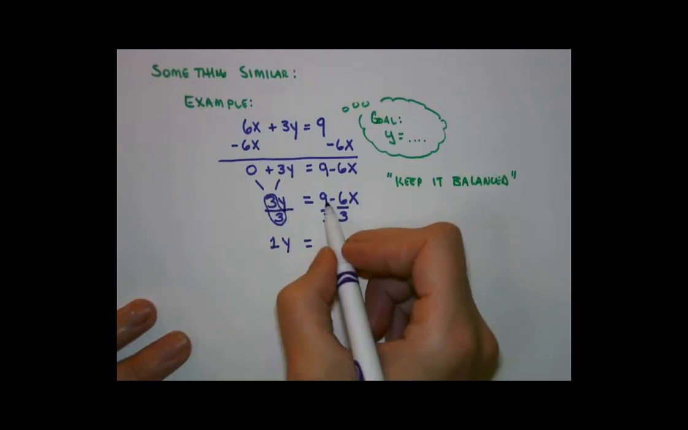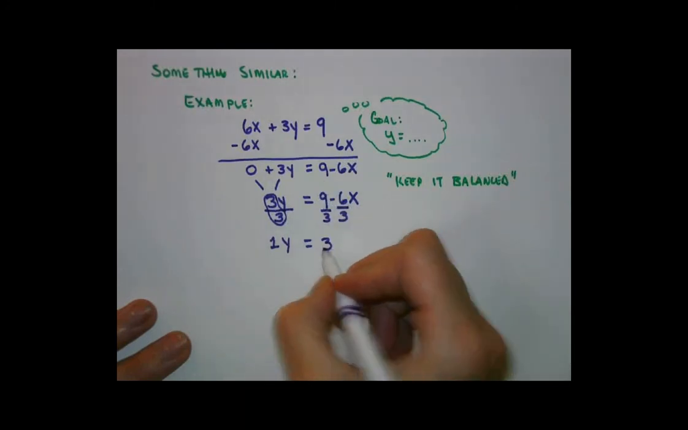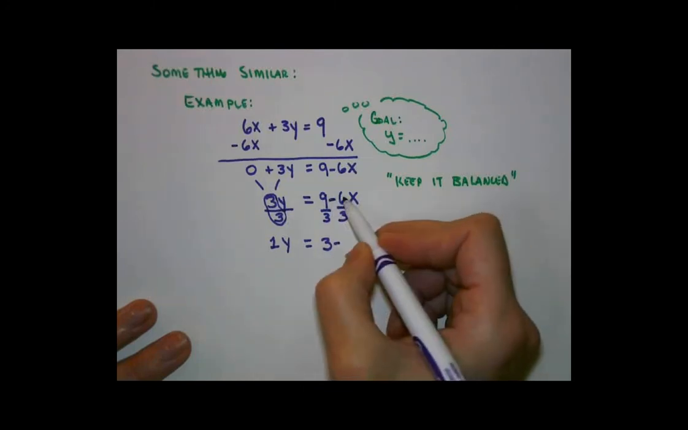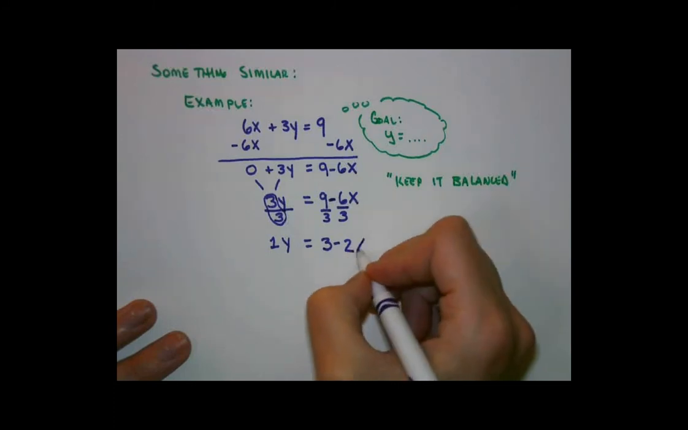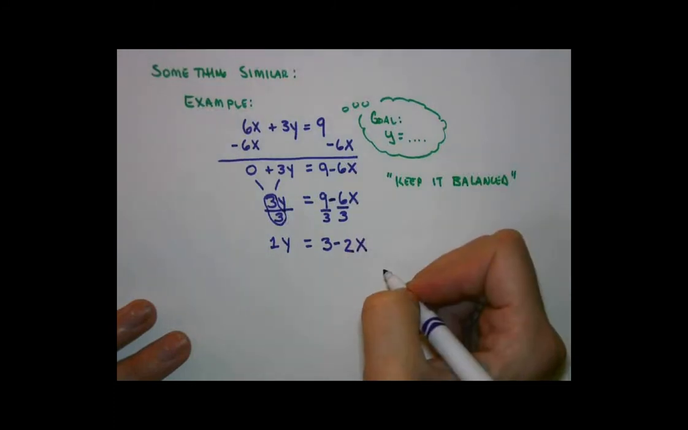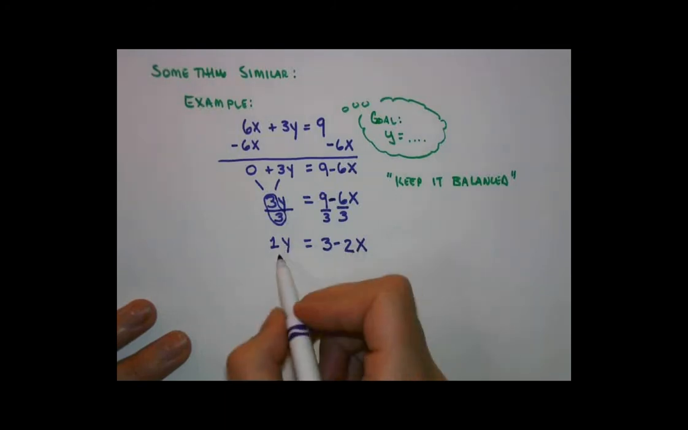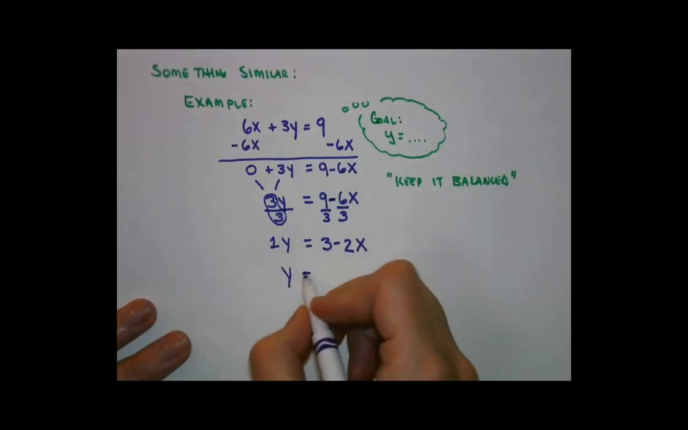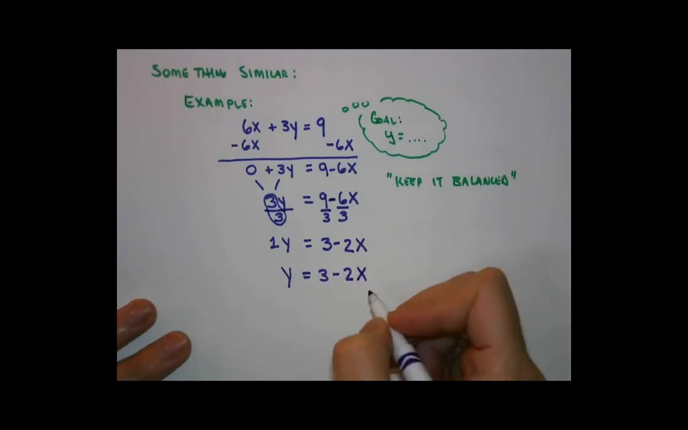And on the right-hand side, let's do these terms individually. 9 divided by 3 is 3, minus, that's this minus sign, 6 divided by 3 is 2, and we still have the x here. So now we have 1y equals 3 minus 2x. 1y, I know I don't have to write that 1, that's a coefficient. That really is the same thing as just plain old y equals 3 minus 2x.